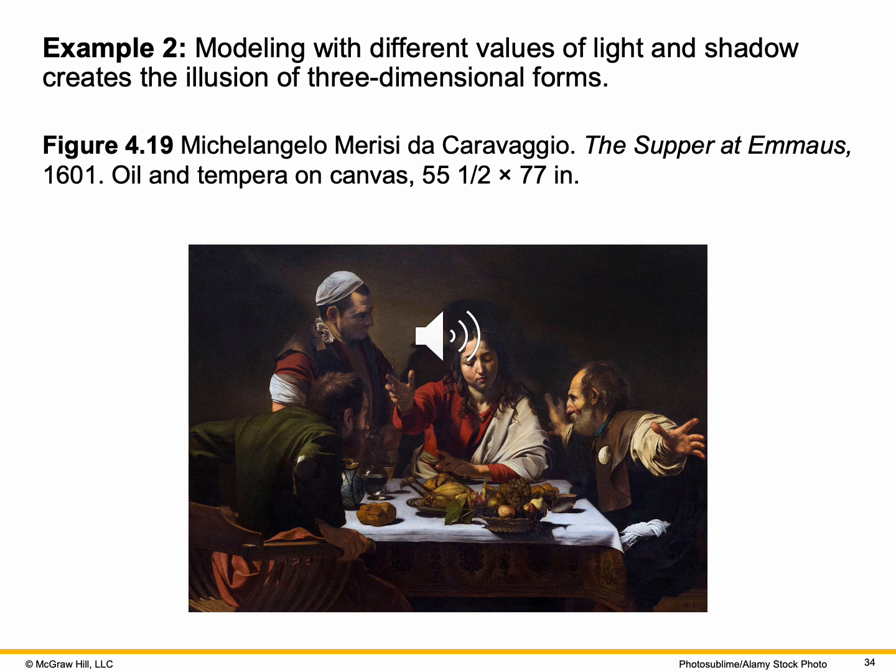Modeling with different values of light and shadow creates the illusion of three-dimensional form, as is seen in this painting by Caravaggio. Caravaggio was a master of chiaroscuro and contrasted the bright highlights with dark shadows, as if his paintings took place underneath the spotlights of his theater stage. We see the contrast in value most clearly in Christ's face, seated at the center of the table.